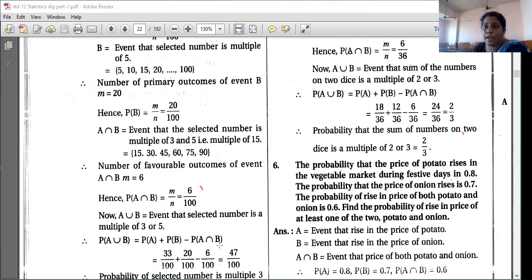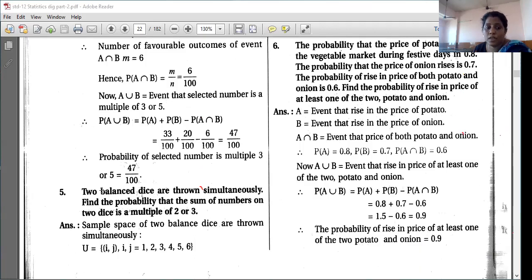They told us to find that it is either a multiple of 3 or 5. So your actual formula is P of A union B equal to P of A plus P of B minus P of A intersection B. That is, P of A is 33 upon 100 plus 20 upon 100 minus 6 upon 100. That is 47 upon 100. Therefore, the probability that the selected number is a multiple of 3 or 5 is 47 upon 100.